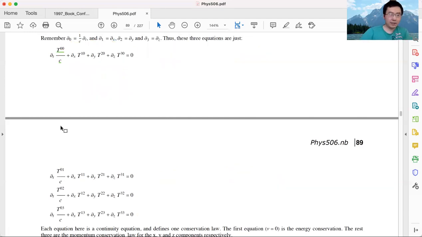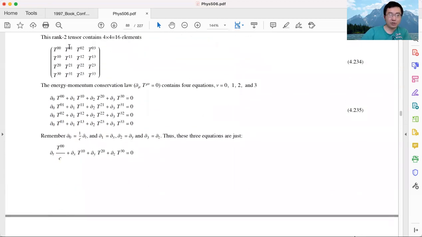Okay. And another thing we obtain from this formula is actually also quite nice. We notice that this is energy density, but more precisely energy density over speed of light. This is momentum x density. This is momentum y density. This is momentum z density. If we go back to the T matrix, we notice immediately the first row is energy density over c, momentum density around x, momentum density y, and momentum density z.